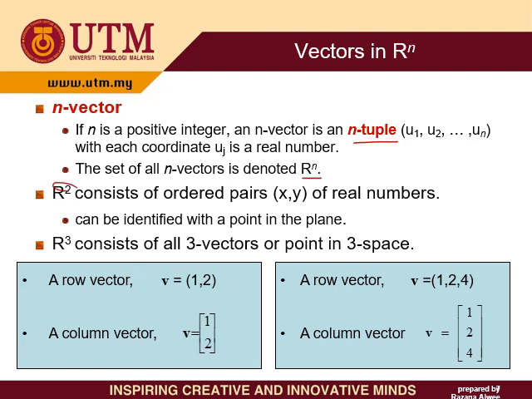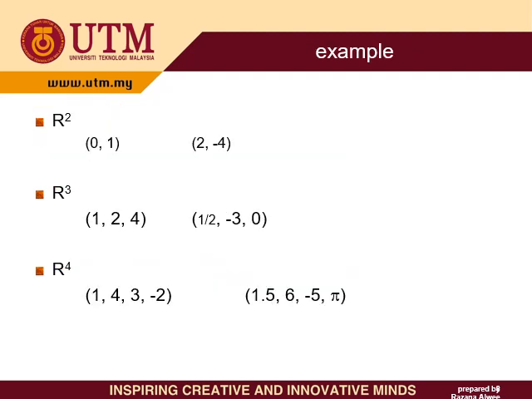R2 consists of an ordered pair (x, y), so we have 2 entries. R3 consists of 3 entries, vectors in 3-space, and so on: R3, R4. For R2, we have 2 entries; this is a row vector and this is the column vector. For R3, we add another entry, and the column vector also has another entry. For R4, we add another one. This slide shows examples of R2, R3, and R4. As you can see, in R2 we have 2 entries, in R3 we have 3, in R4 we will have 4, and so on.